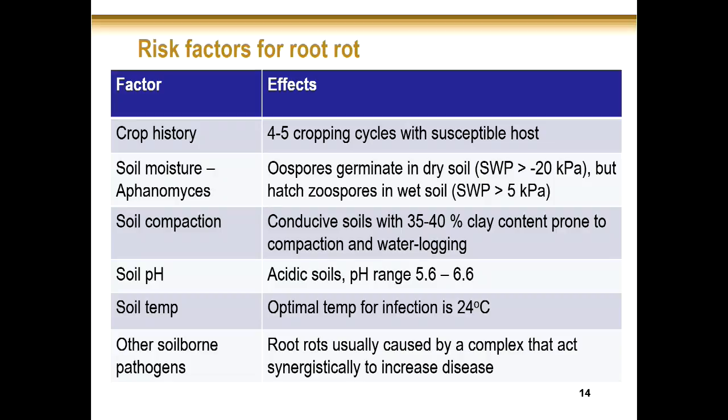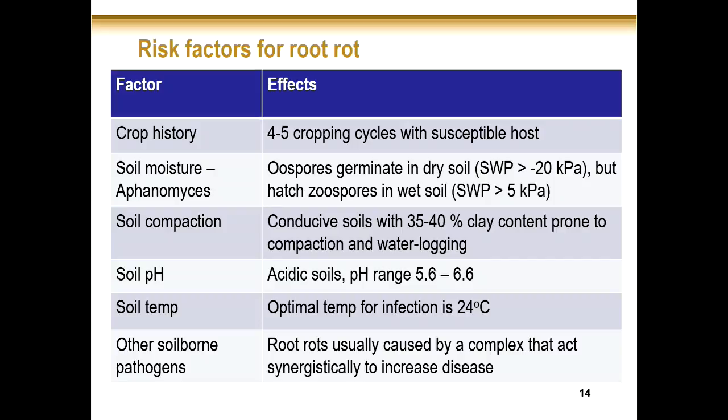The next most important risk factor is soil moisture, and that's particularly for Aphanomyces. This is because the oospores can germinate in dry soil. So if we think of 2016, where we had very dry weather in May, those oospores can still germinate in the presence of the peas, but they're just going to sit there until there's enough moisture. As soon as you get rainfall, they hatch out those zoospores, and then the zoospores will swim to the roots.